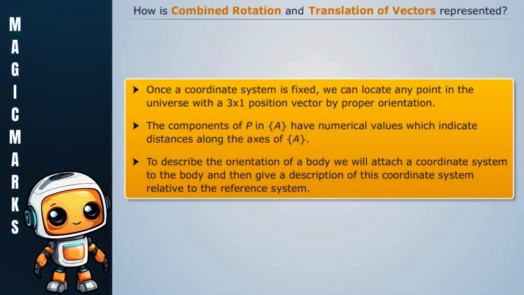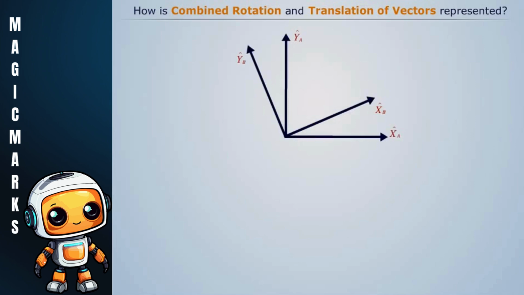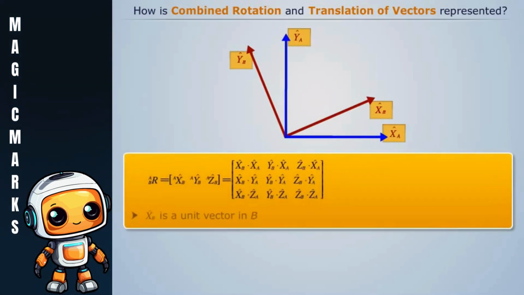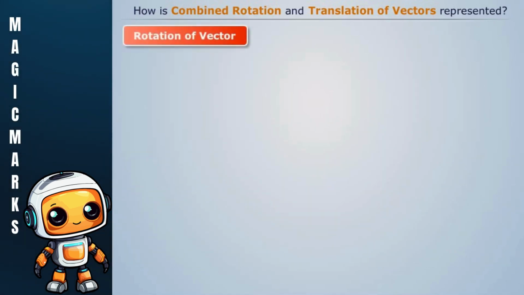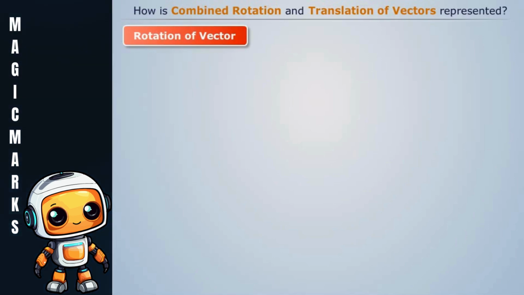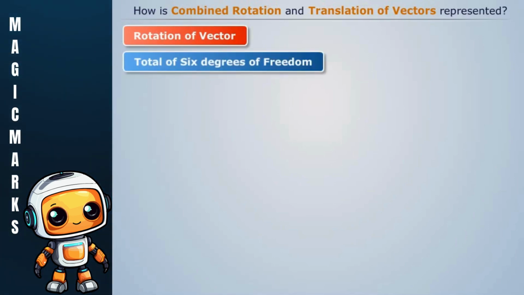Now let's understand the description of orientation using matrices. Let's represent the vector R, which lies in a frame, say B, which exists in another frame, say A. It can be represented as follows, where XB is the unit vector in B and XBA is the coordinate of a unit vector of B in coordinate system A. The rotation matrix and the translation vector have 3 degrees of freedom in each coordinate frame. In this case, a total of 6.